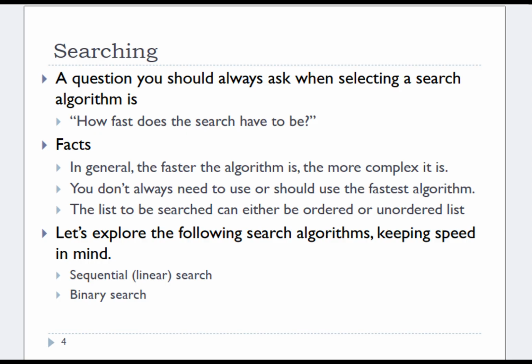Searching. A question you should always ask when selecting a search algorithm is, how fast does the search have to be? Facts: in general, the faster the algorithm is, the more complex it is. You don't always need to use, or should use, the fastest algorithm. The list to be searched can either be an ordered or unordered list. Let's explore the following search algorithms, keeping speed in mind: sequential (linear) search and binary search.